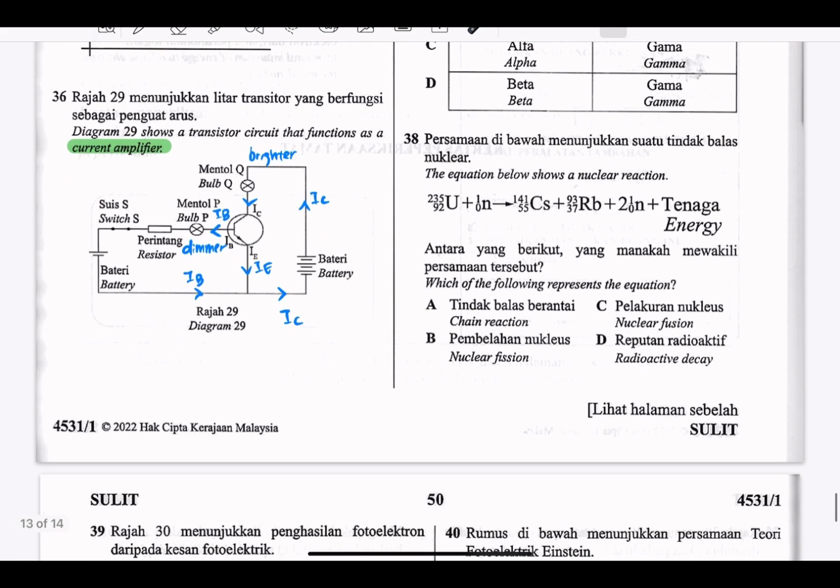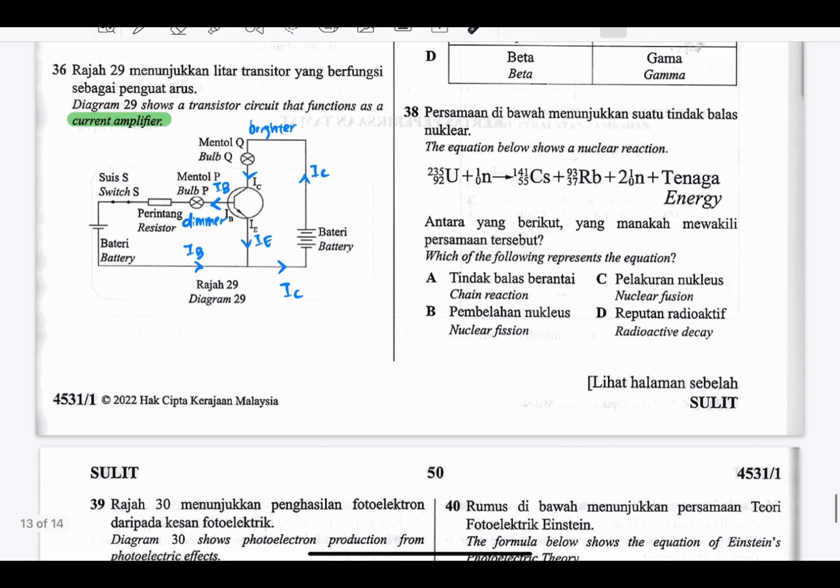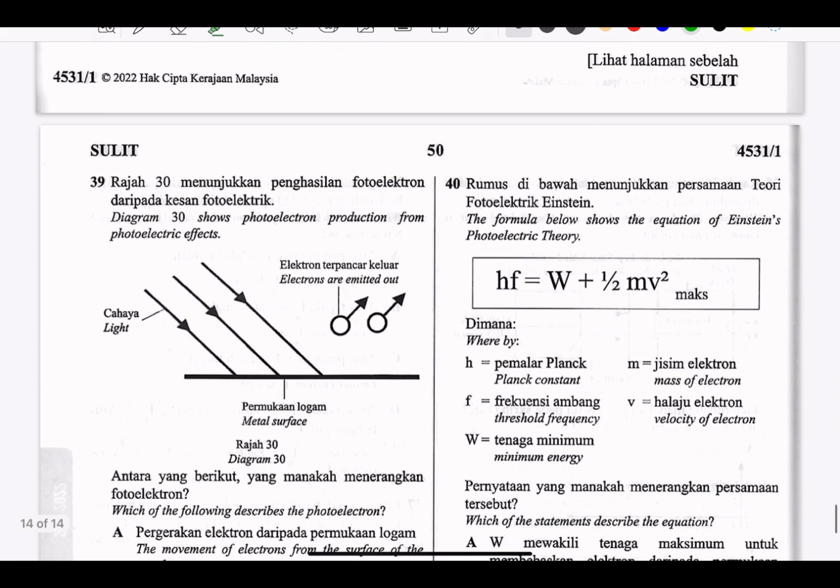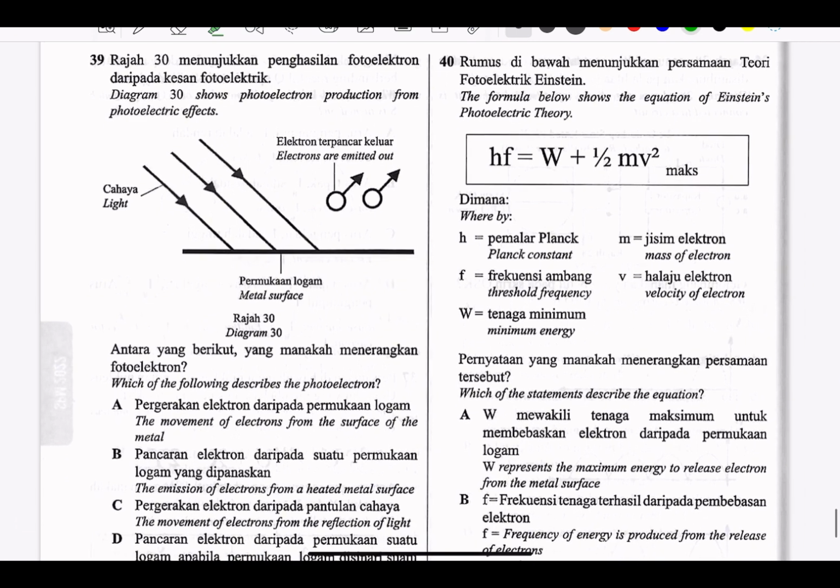Okay, 38. Which of the following represents the equation? There's a uranium and a neutron and then it splits into 2 smaller nuclei. This is nuclear fission. One heavy nucleus splits into 2 lighter nuclei.